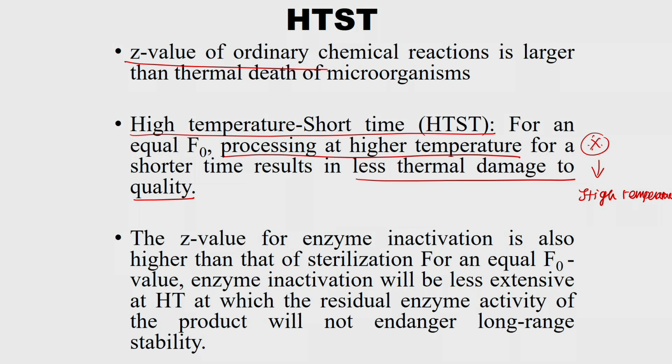So, the temperature should also be optimized as a high temperature at which there should not be any denaturation of the enzyme, right. So, the Z value for enzyme inactivation is also higher than for sterilization. This we have already seen. We have already discussed that for an equal F0 value, enzyme deactivation will be less extensive at HT. HT means higher temperature, at which the residual enzyme activity of the product will not endanger the long range stability.